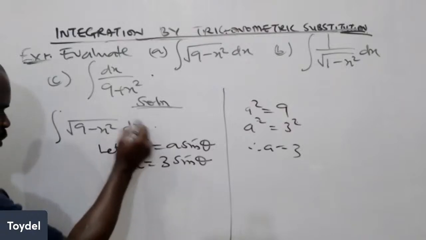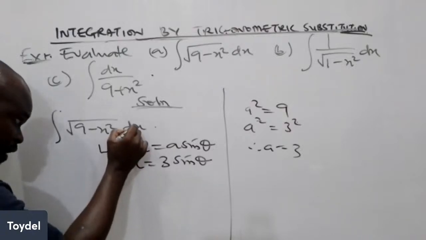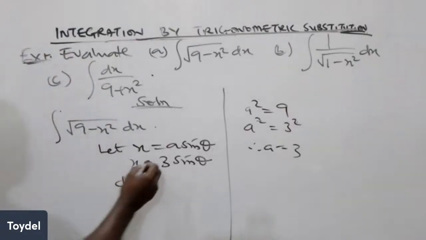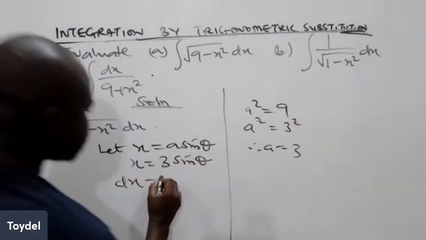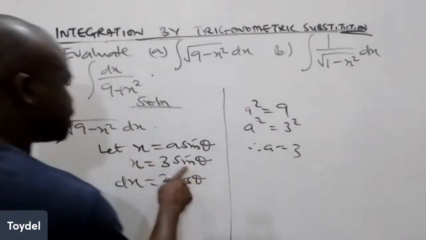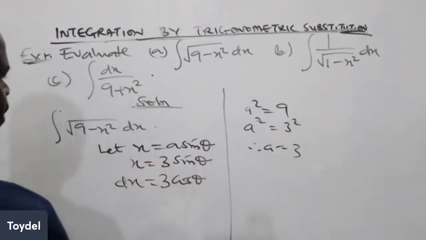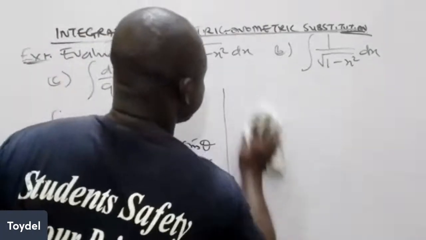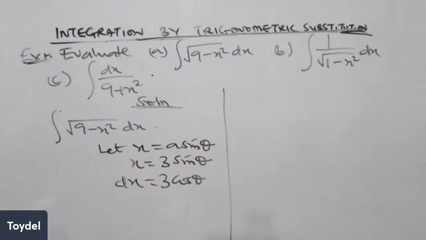And of course, since I know x, I want to get the value of dx. So dx is, when I take this, the product of 3 and sine theta, I'm going to differentiate it. This is 3 cos theta. Plus, if I pick this, the differential of the constant is 0. So the value of my dx is what I have on the board. dx is 3 cos theta.